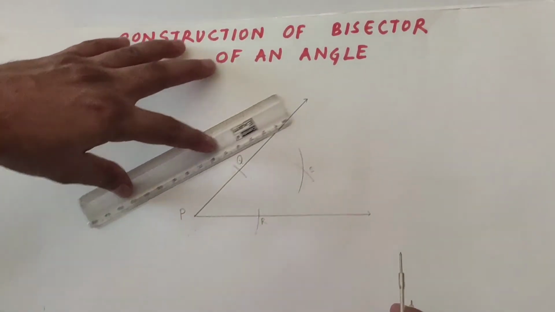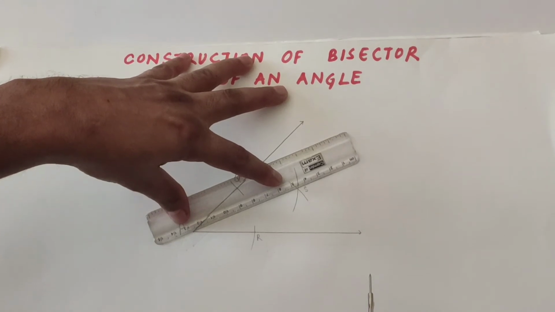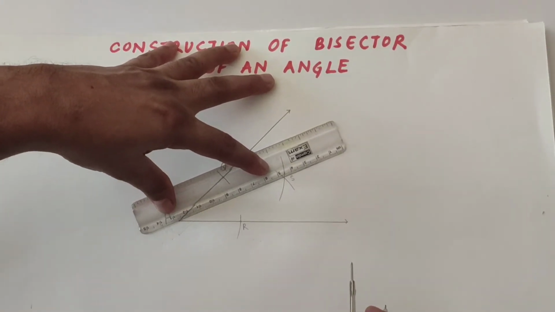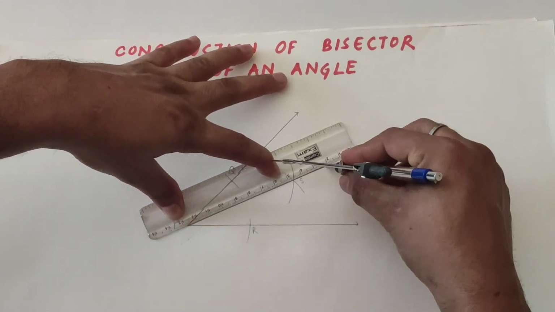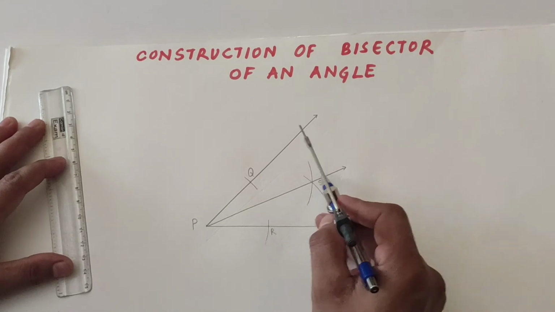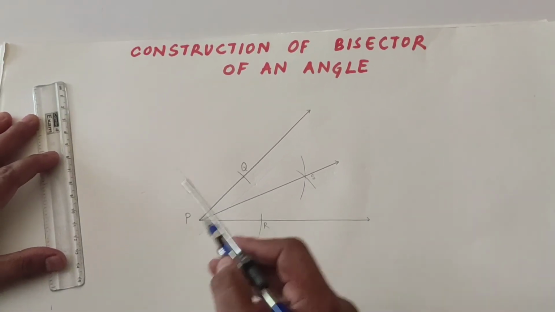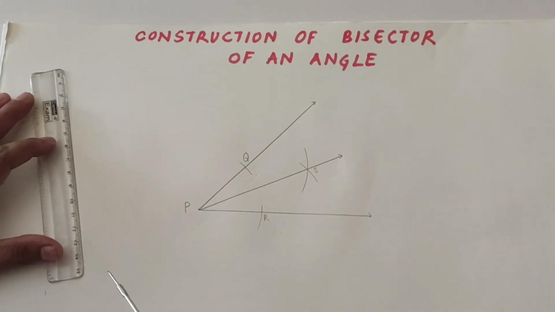Now we'll join point P with S to get the bisector of this angle. So let's join over here point P with point S. You can see that this ray divides the angle in two equal parts. So we got a bisector of an angle.